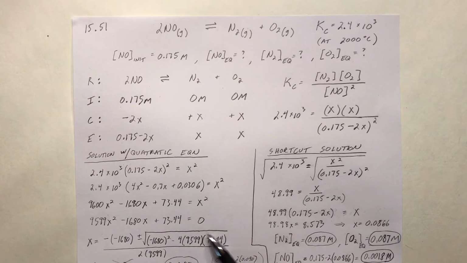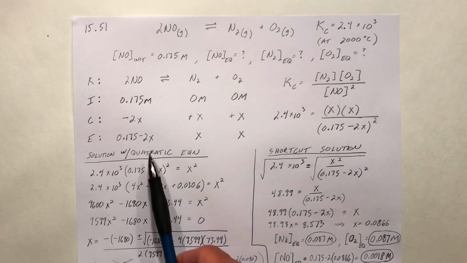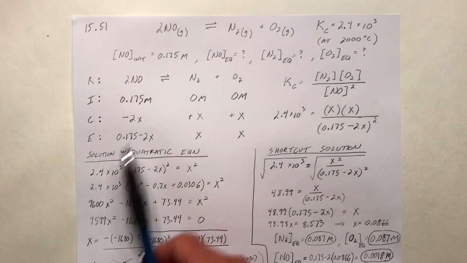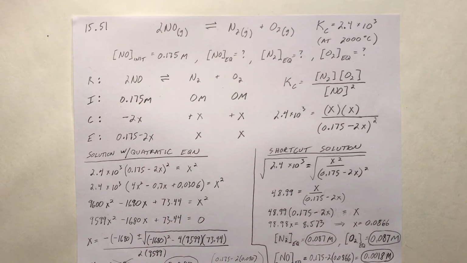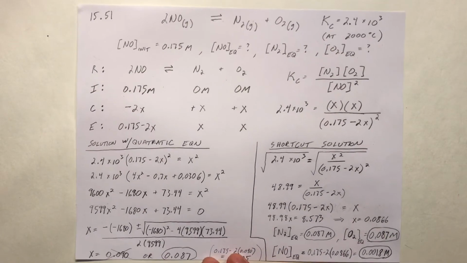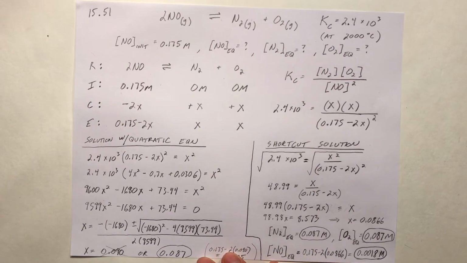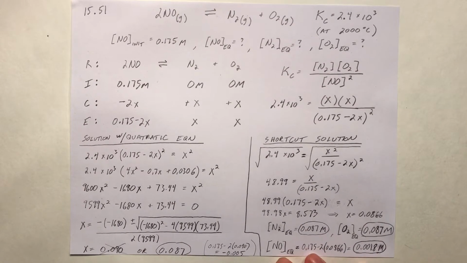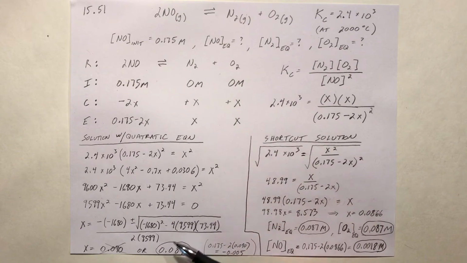Use the quadratic equation, and you solve that so that x is either 0.090 or 0.087. Now, if we plug 0.090 into here, that's what I've done here, you end up with a negative value. Well, we can't have a negative concentration for any chemical. So that means that 0.090 is too big. It can't be a solution. So 0.087 has to be the solution that we're looking for. Now, that's the long way to do it. That's a lot of calculating.